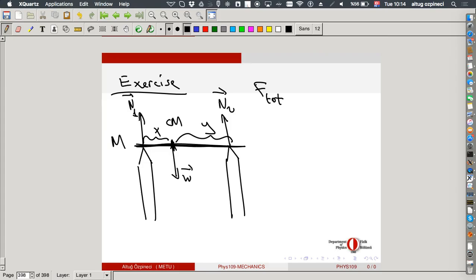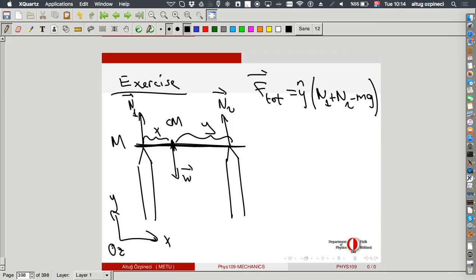The total force, let's say again, the x-axis, the y-axis, and the z-axis. What is the total force acting on my system? There's only the y component, all the forces are vertical. So what is the total force in the y direction? N1 plus N2 minus mg. So I have these two unknowns, N1 and N2, and this is one of the equations relating N1 and N2.